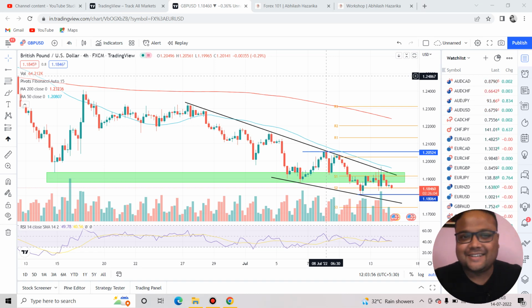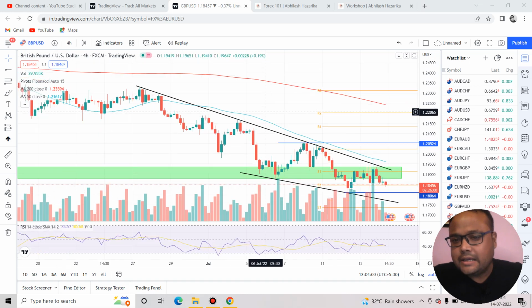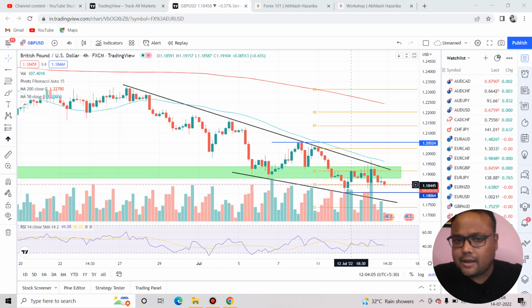So let's get started. This is the 4 hours chart of GBP USD in front of us, and as you can see, right now the market is trading at 1.1845. This is the current market price here.